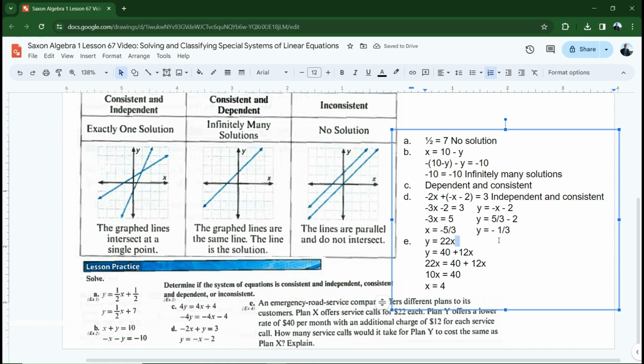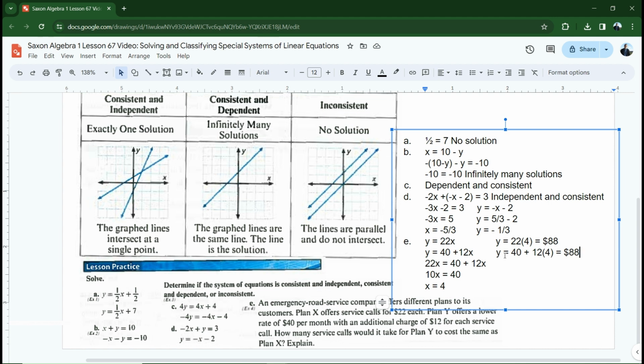Now let's just make sure that this makes sense. If I do 4 service calls on plan X, that's going to give me a total cost of 22 times 4. That's going to be $88. If I do the same thing on plan Y, y equals 40 plus 12 times 4. 12 times 4 is 48. 48 plus 40, well, $88. So that makes sense. So the question is, how many service calls? 4 service calls, because at 4 service calls, it cost me $88 in plan X, and $88 on plan Y.